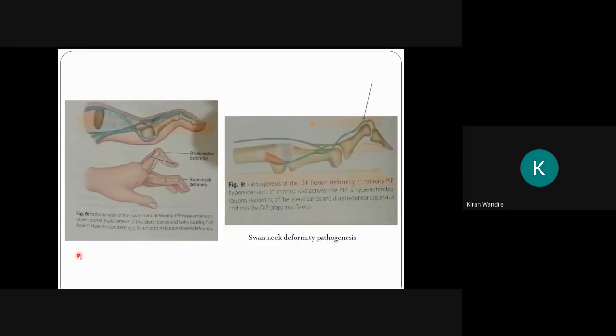Now coming to the swan neck deformity, you can see in the first picture, the middle finger has gone into a swan neck deformity. So in swan neck deformity, you should be able to differentiate between the swan neck deformity and Boutonniere deformity. What happens in swan neck deformity? There is a hyperextension at the PIP joint, proximal interphalangeal joint, and there is a flexion at the distal interphalangeal joint.